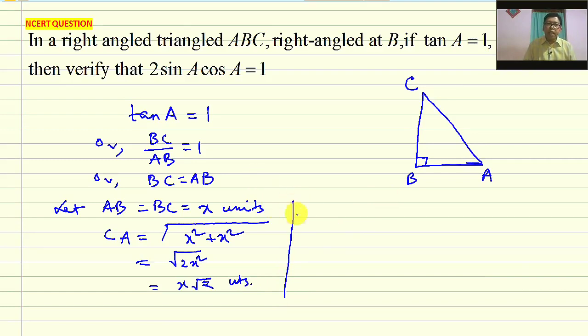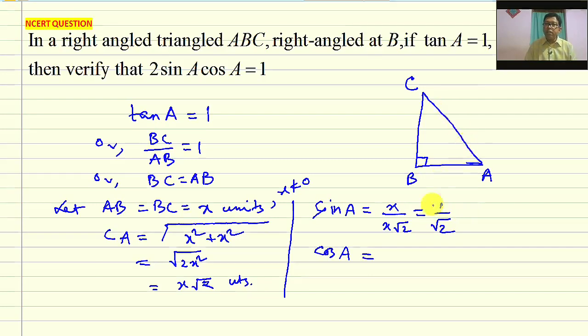Now, three sides are known. You can find sine A and cos A. So, first of all, we find sine A. Sine of A is equal to BC divided by CA. BC is equal to x and CA is equal to x root 2. So, cancel x. Obviously, you should consider that x is not equal to 0, otherwise the denominator will be 0, so you cannot cancel or divide. From this you are getting 1 upon root 2. Next is cos of angle A. Cos of angle A is equal to AB divided by AC. AB is equal to x and AC is the hypotenuse, x root 2. So cancel x and you will get 1 upon root 2. Again, x is not equal to 0, otherwise it will be undefined.